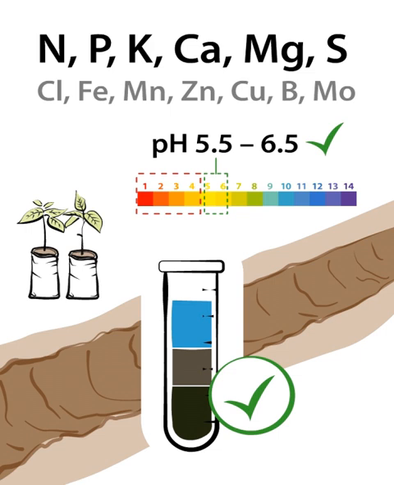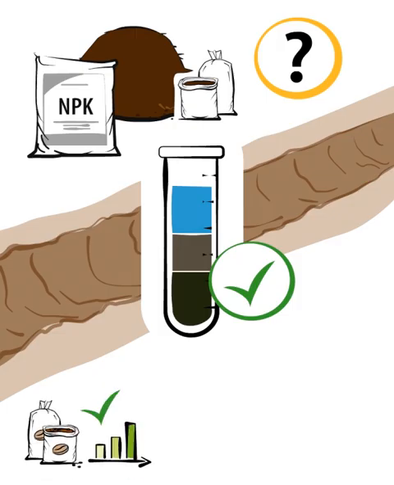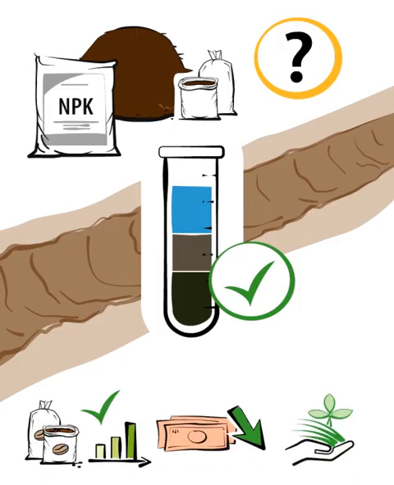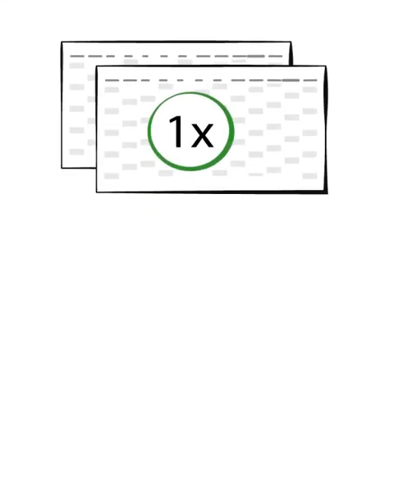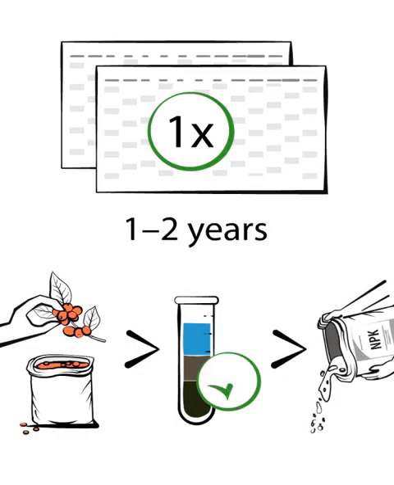Soil analysis is the foundation of efficient coffee nutrition. It is essential for understanding soil conditions and requirements of inputs such as fertilizers. This helps improve yields, reduce costs, and ensure sustainable land management. Soil analysis should ideally be conducted every 1 to 2 years, preferably after harvest and before the main fertilization period.